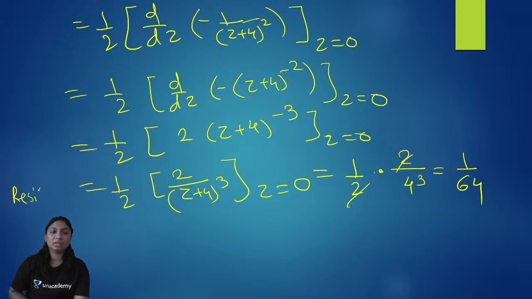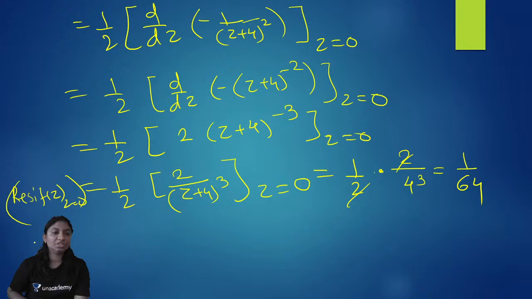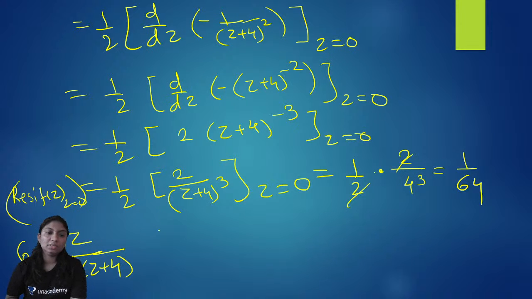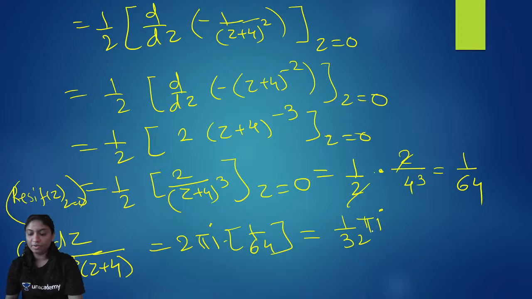The residue at z is equal to 0 is 1 upon 64. By Cauchy's residue theorem, the integral over C of z upon z cube into z plus 4 is equal to 2 pi i into the sum of the residues, that is 2 pi i into 1 upon 64, so 1 by 32 pi i. This is the final answer. I hope you are clear on evaluating this by Cauchy's residue theorem.